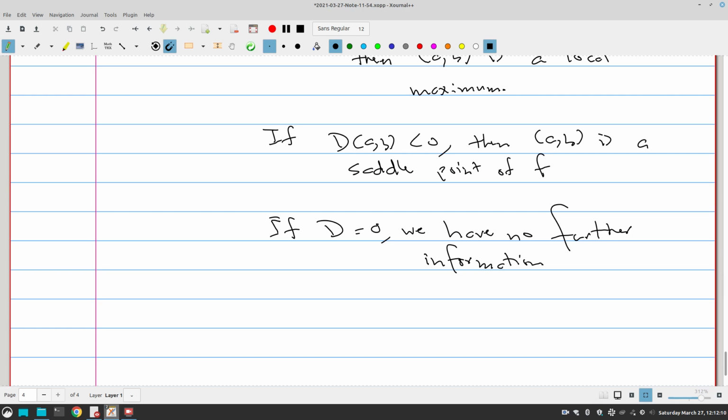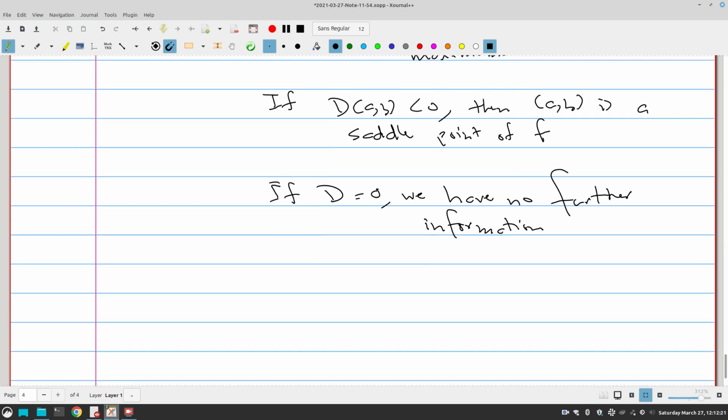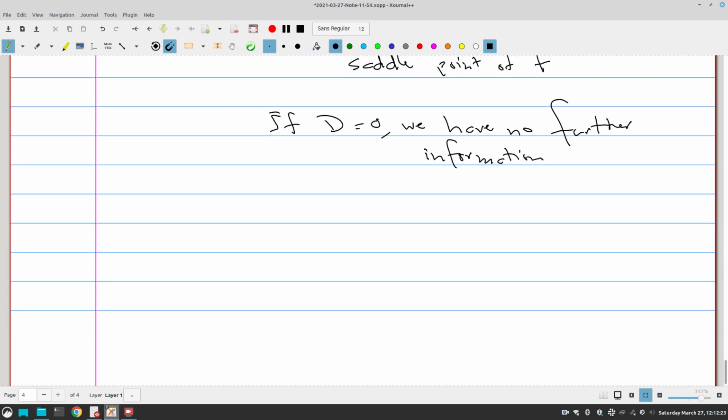So, for example, let's do example 3 from the textbook. Find the local maximum and minimum values and saddle points of f(x, y) = x to the 4 plus y to the 4 minus 4xy plus 1.